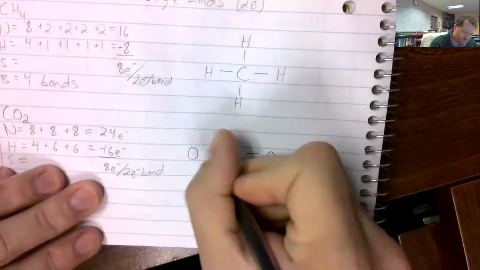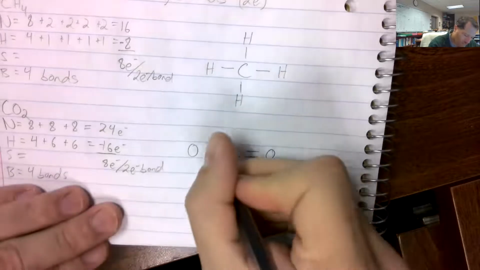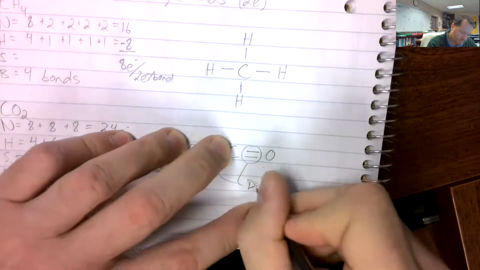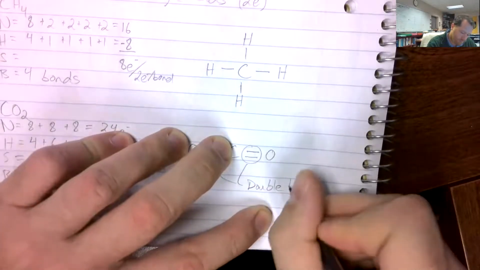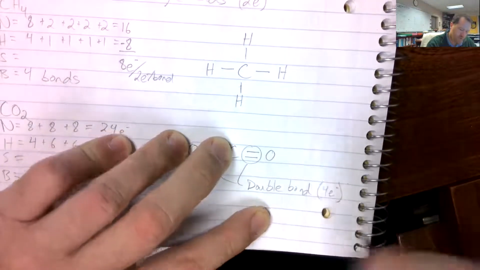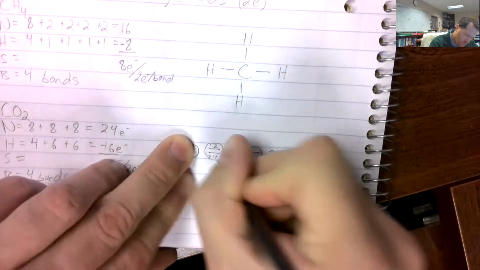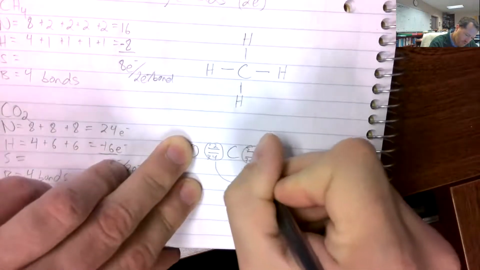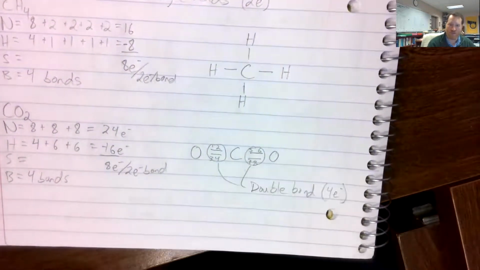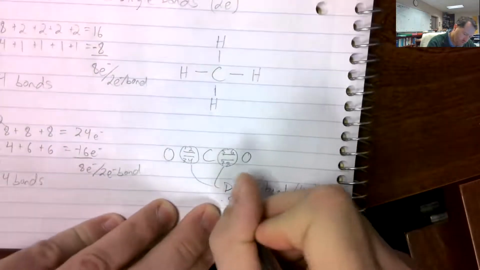Well, as it turns out, we can make what we call a double bond. So double bonds have 4 electrons. So it's like 1, 2, 3, 4, 5, 6, 7, 8. There's 8 electrons between these 2 double bonds. So carbon is satisfied.